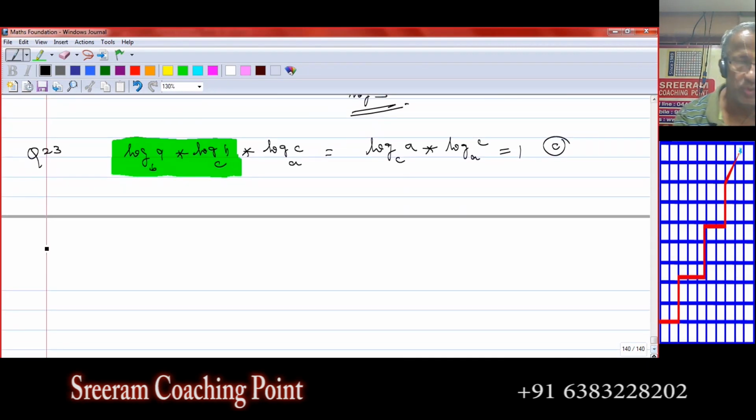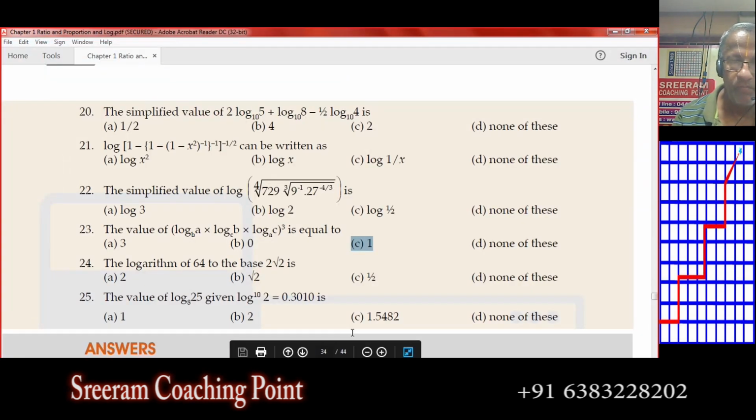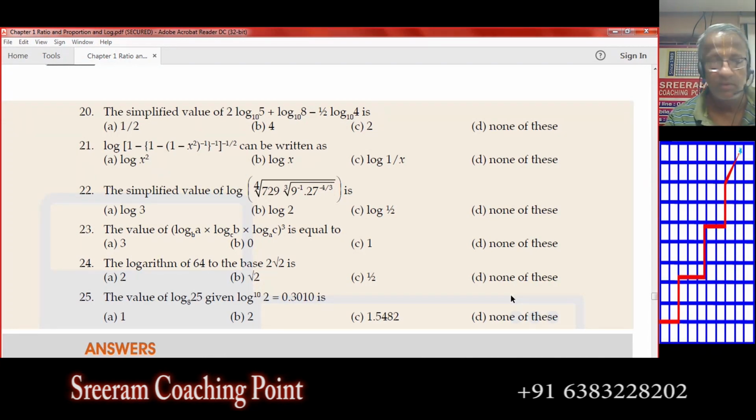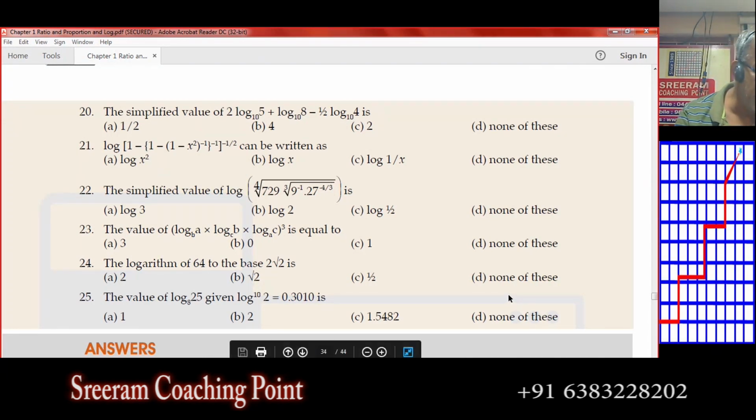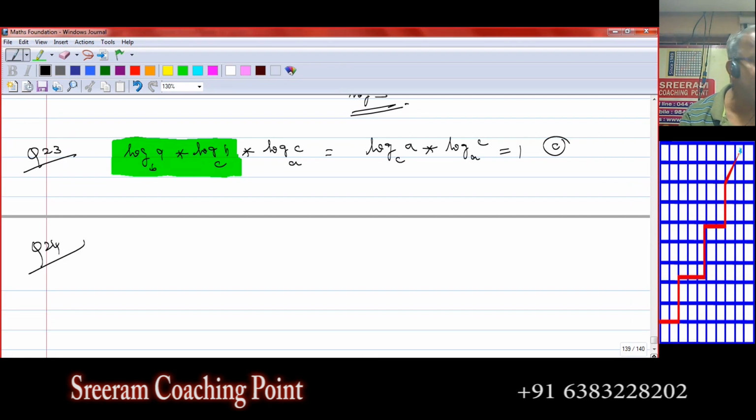Question number 24. Logarithm of 64 to the base 2 into square root of 2 is 2, square root of 2, or half, or none of the above. So what is the answer for this? The answer you get is 4. I think so. Am I right? So none of the above is correct.